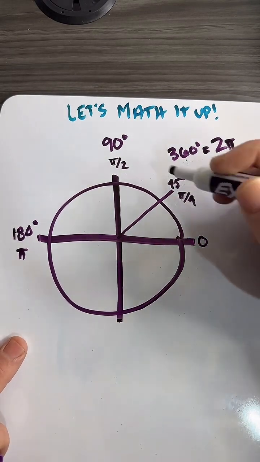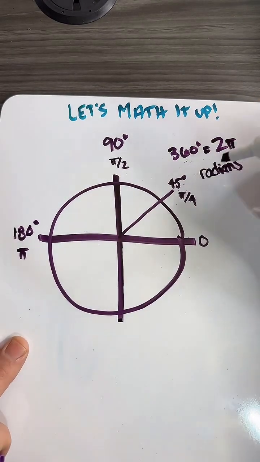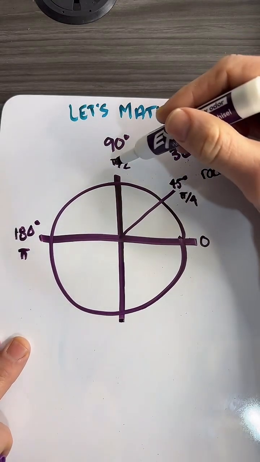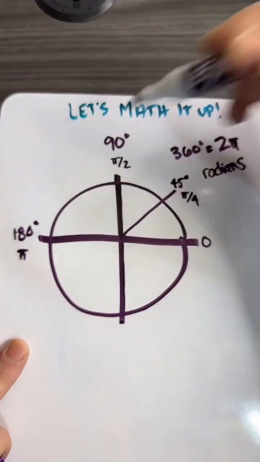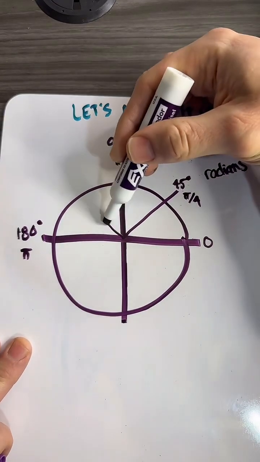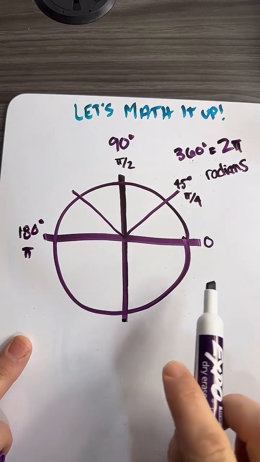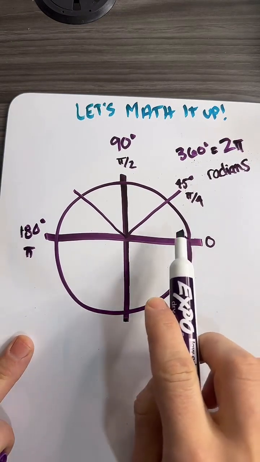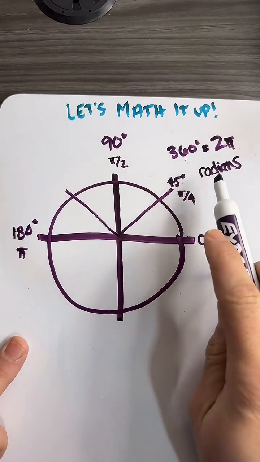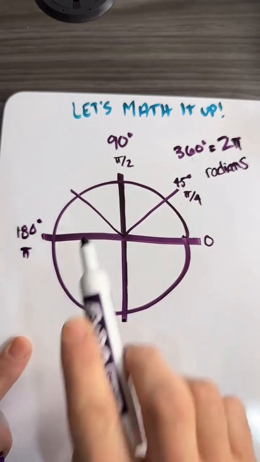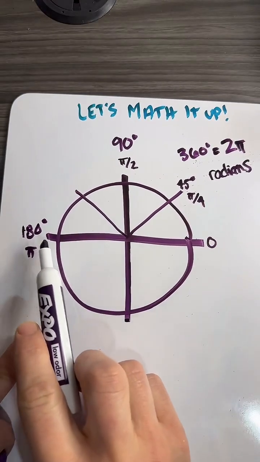So I got pi over 4, pi over 2. Now, if this is pi over 4, and this is pi over 2, and this is pi, we can figure out how many radians that value is. But before we do that, let's do the rest of the circle. So this is 0. We know that 360 degrees is 2 pi radians. So this is 0, this is pi over 2, this is pi.